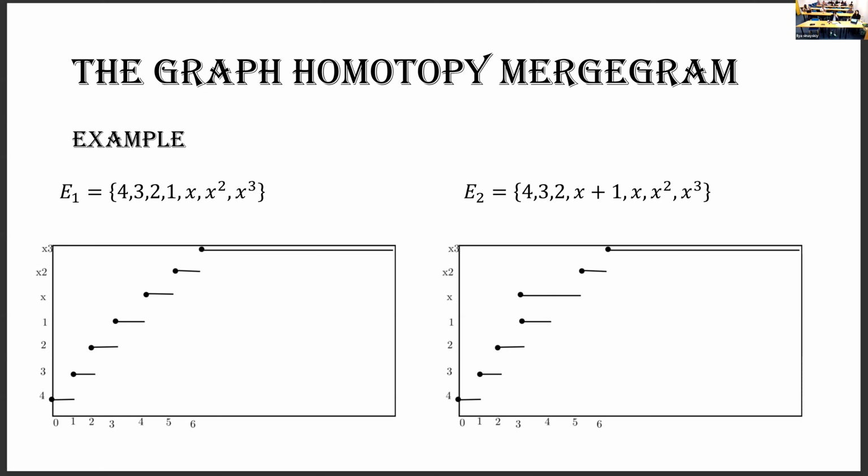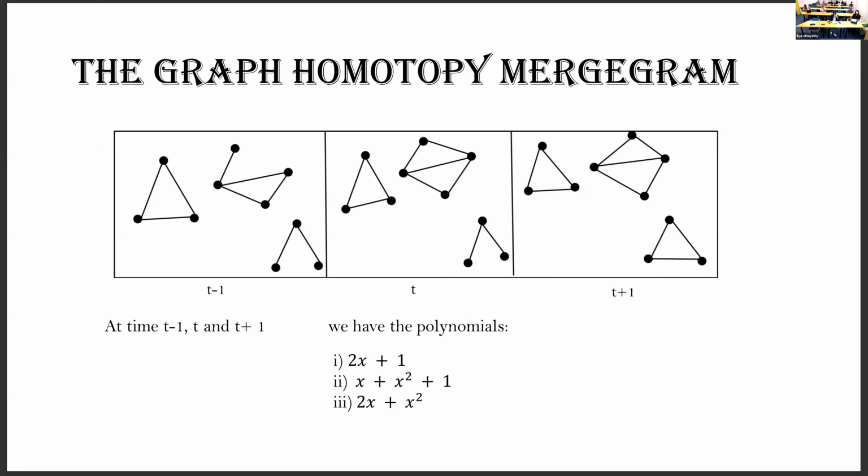Now, I just want to make mention, a quick note: if we look at a snippet of an edge filtration of K10, a complete graph of 10 vertices, at time t minus 1, t, and t plus 1, we have polynomials given by 1, 2, and 3. If we focus on the term 2x, this means that at time t minus 1, we have two connected components, each with one loop. Here's one, and there's the other.